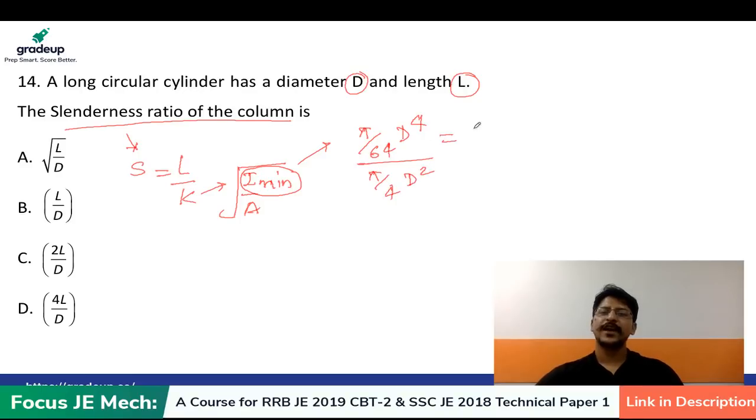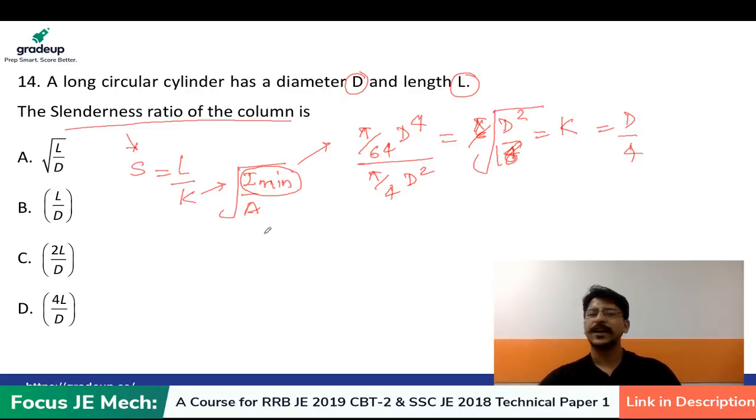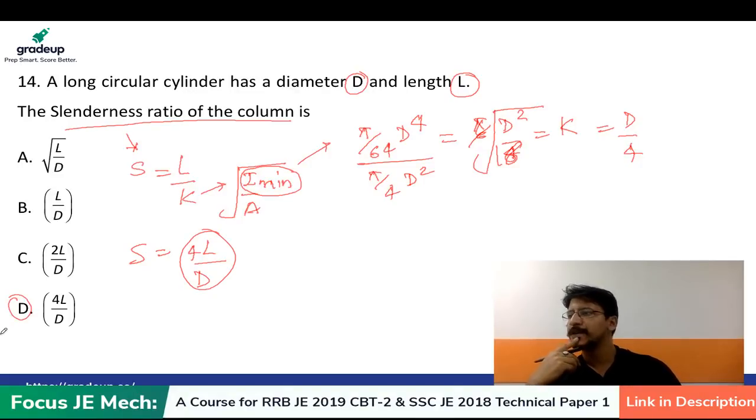So the pi will get cancelled. You will only have d square by 4, sorry, d square by 16. And d square by 16 is equal to K squared, so K, the root of this, will become equal to D by 4. So S is equal to L by K. This is your L and K value is your D by 4. So this will be 4L by D. That is option D is correct. Not A, B or C. Please look into it. D is correct.